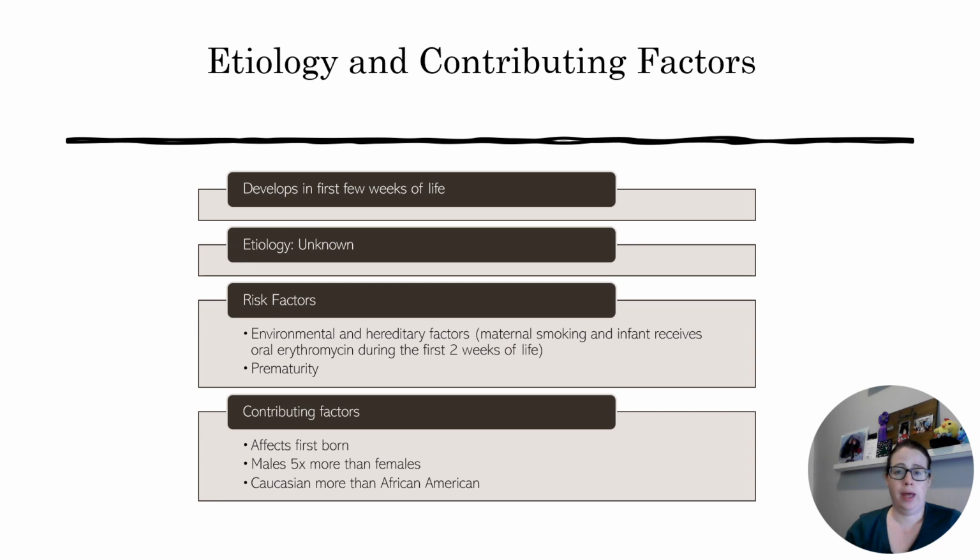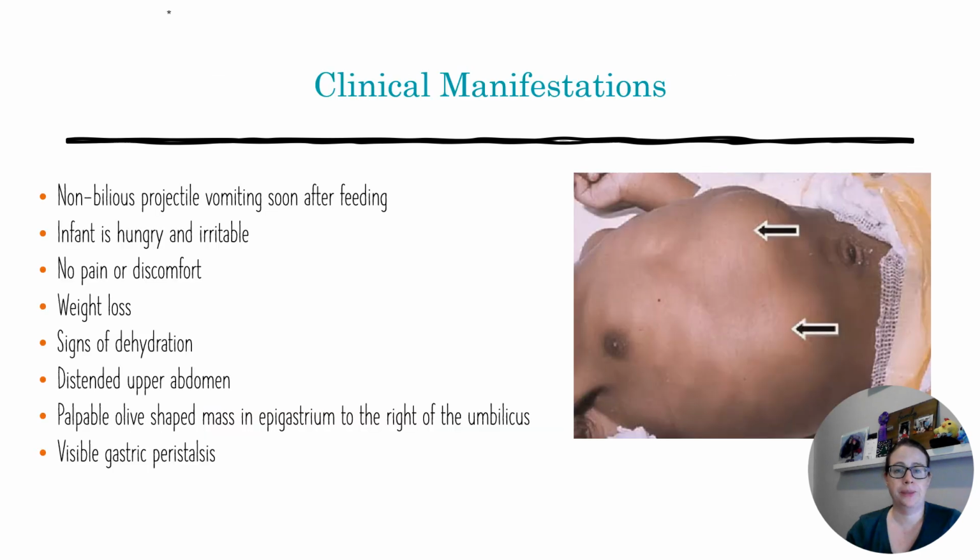We also know that oral erythromycin might be linked. Just be aware that this is not the erythromycin ointment that they give at birth, like during your eyes and thighs newborn regimen. This would be oral medication for like pertussis or chlamydia. And Caucasian males are more likely to develop pyloric stenosis than other children.